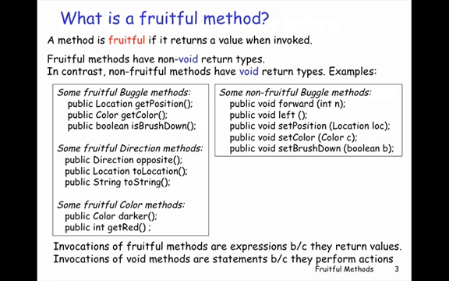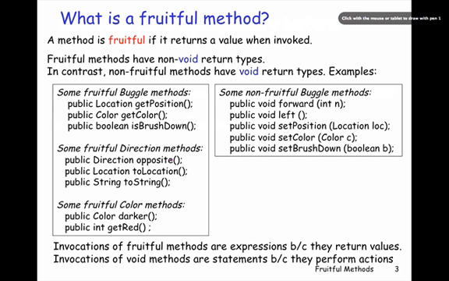Okay, so what exactly is a fruitful method? A fruitful method is any method that, when it is invoked, returns a value. In a contract, a fruitful method is designated by something that has a non-void return type, whereas things that have void return types are not fruitful methods. So let's take a look at some examples.